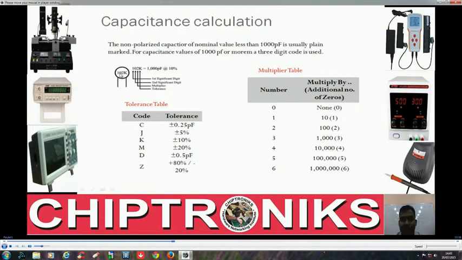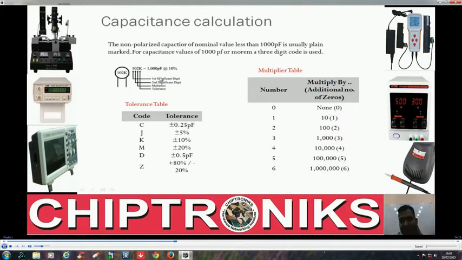This is the first digit, this is the second digit, the third digit is the multiplier, and the last alphabet is the tolerance. So 10, 10, 2 is the multiplier, that means 10 into 10 to the power 2, that means 1000, and picofarad. All these capacitances are measured in picofarad. Alright, and K is the tolerance.